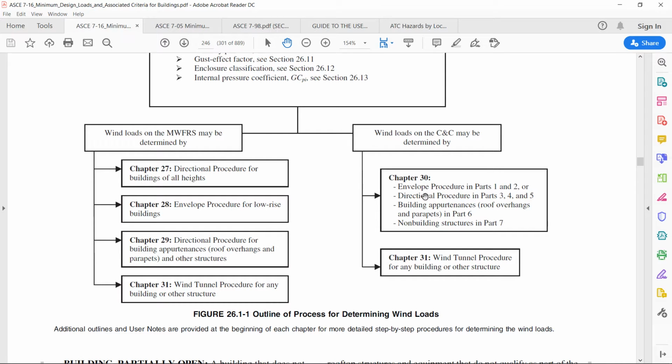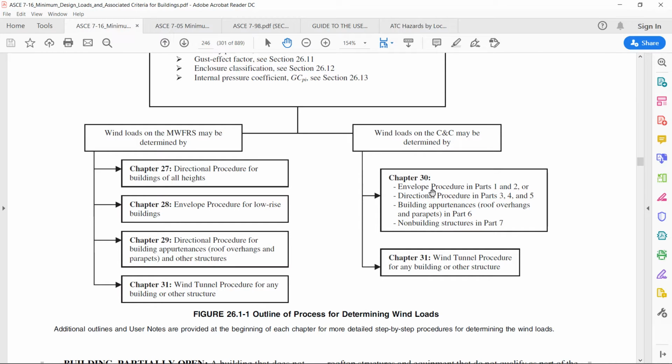And in chapter 30 there are 5, 6 or 7 procedures. That means envelope procedure in part 1 and part 2, or directional procedure in part 3, 4 and 5, and for overhang etc. part 6, and for non-building structure part 7. So for the time being we are not discussing all these. We are going to use part 1 because this is for low-rise building.